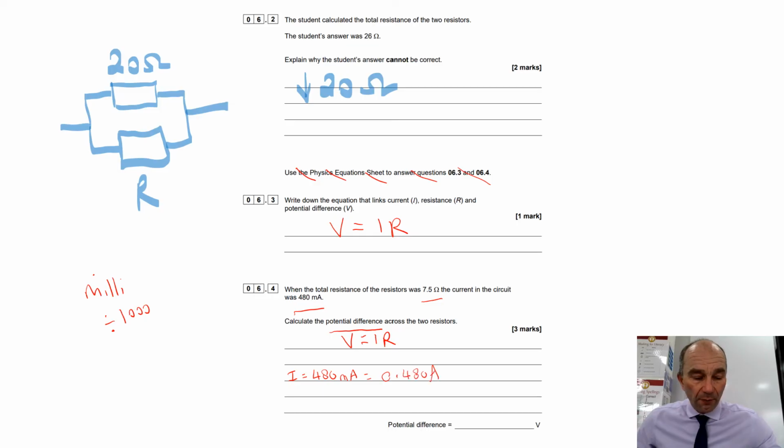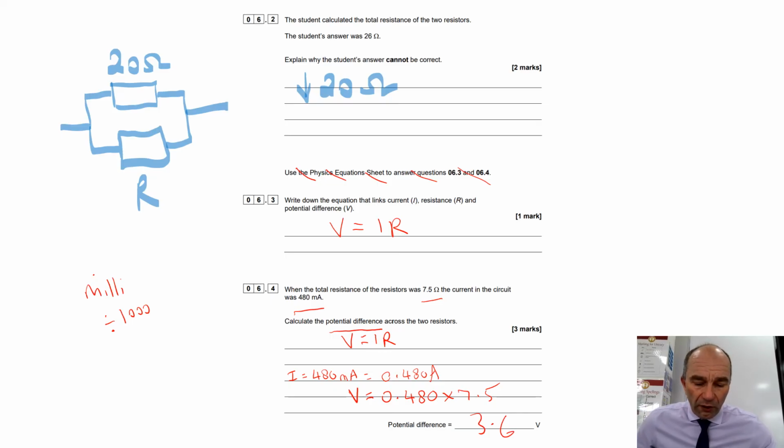0.480 amperes. Once we've got that bit done, the rest of it should be plain sailing, and we just put our numbers into the formula. So V equals IR, which means V equals I, which is now 0.480, multiplied by our resistance of 7.5. Put those numbers in your calculator, and you get a potential difference of 3.6 volts.